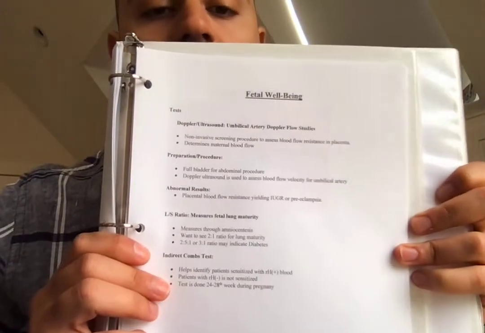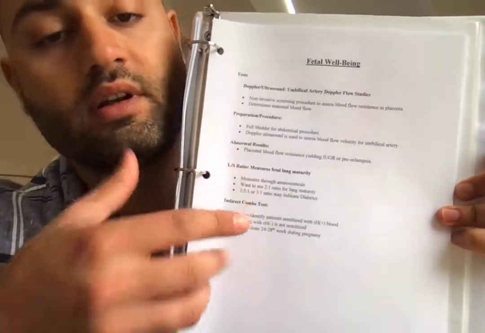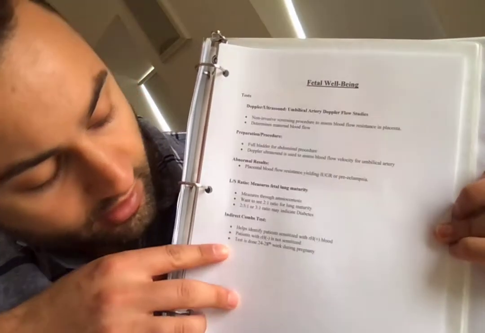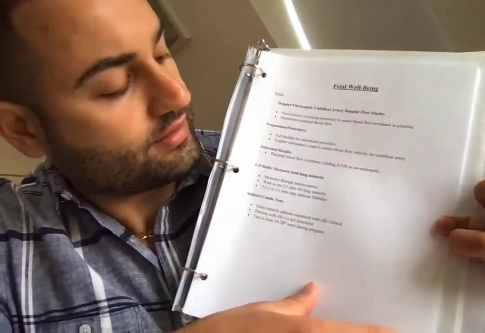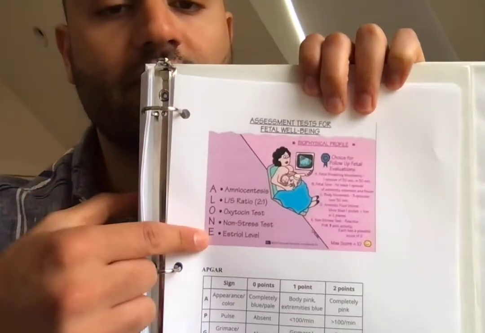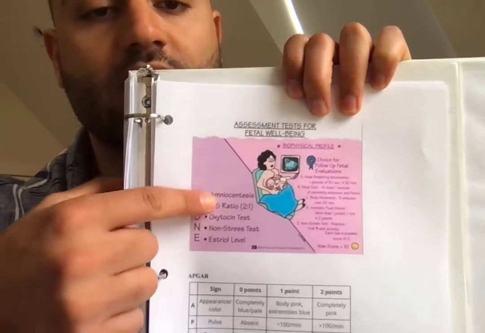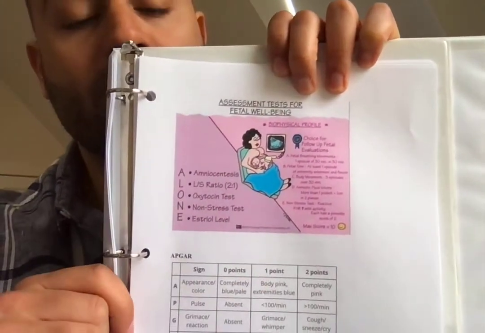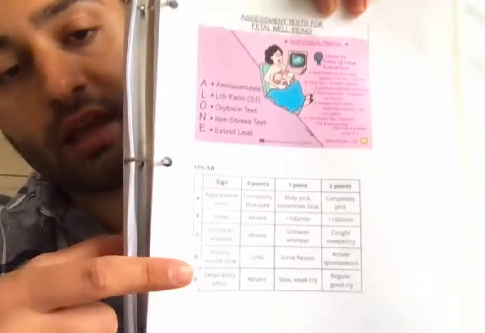This is about the fetal well-being. I have different tests, Doppler, the L/S ratio, the indirect Coombs, abnormal results, what to understand from them, what to look out for. I have a little diagram. This has the different examinations to look at for fetal well-being, and a little blurb of how to follow up for each one, and also my APGAR chart.